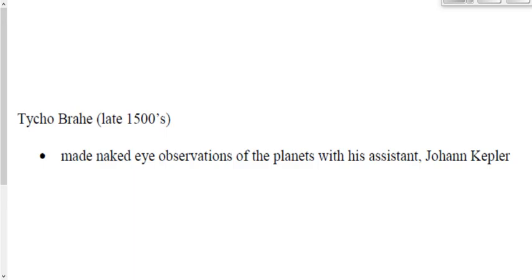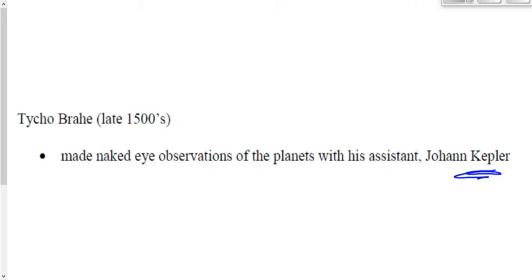Let's fast forward a little bit further, another 50 years-ish, to a guy named Tycho Brahe. This guy's kind of an interesting guy. Late 1500s, he made some observations of the planets with an assistant, Kepler. And this is a really big guy, Kepler, his assistant. We'll tell you why in just a few minutes.